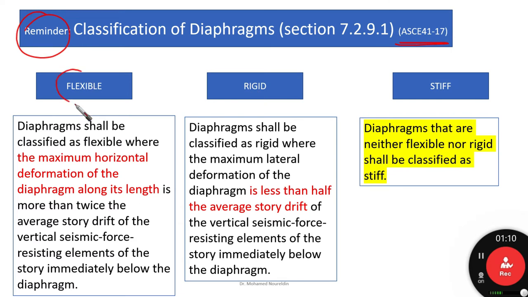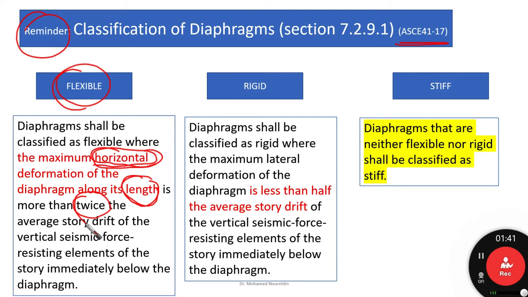So the flexible diaphragm is going to be defined as follows: diaphragms shall be classified as flexible where the maximum horizontal deformation of the diaphragm along its length is more than twice the average story drift of the vertical seismic force resisting elements of the story immediately below the diaphragm. So we're talking about horizontal deformation along the length of the diaphragm, and it should be twice.